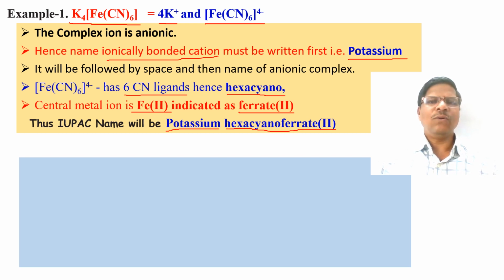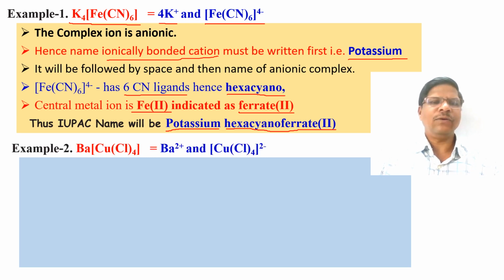So potassium ferrocyanide, this is the common name, and the IUPAC name of potassium ferrocyanide is potassium hexacyanoferrate(II). Potassium hexacyanoferrate(II). The second example, Ba[CuCl4].